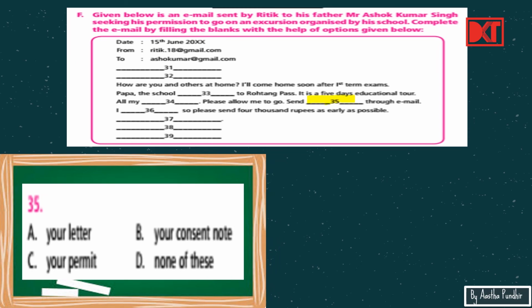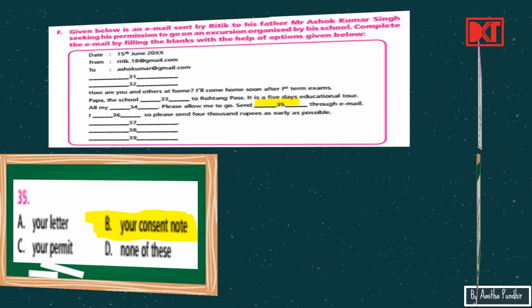Okay, then 35. Send dash through email. Send your letter, send your consent note, or send your permit, or none of these. Pretty easy. Here the correct answer is send your consent note. When these kids seek permission from their parents, they usually have to write a consent note. They don't really have to write a permit or a license. To write a consent note. Okay.